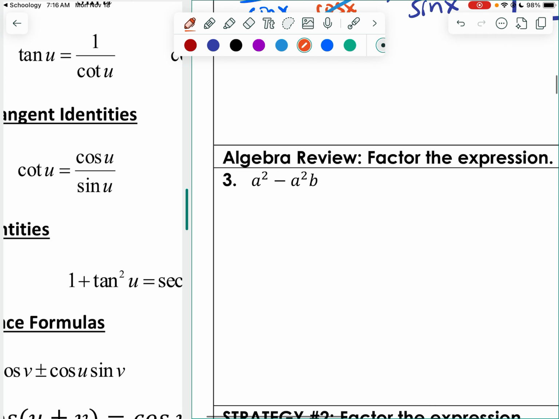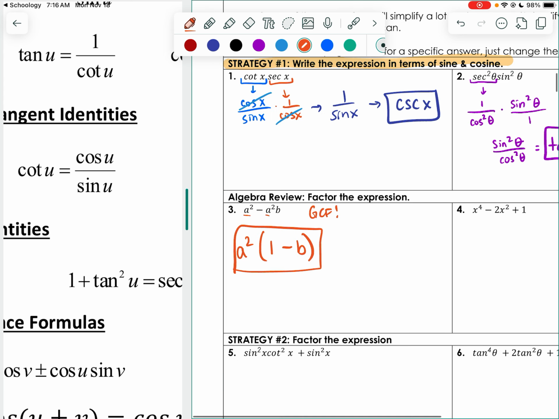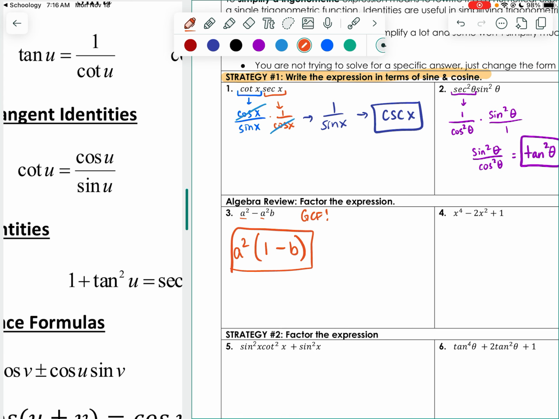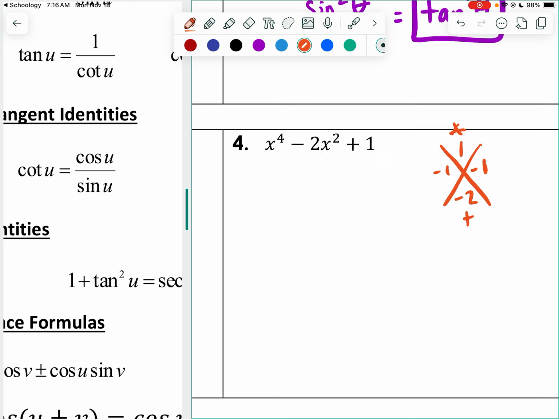This has nothing to do with trig. So a squared minus a squared b. You can take out a GCF. They both have an a squared. So this one would look like a squared times 1 minus b. Right, that's it. Factoring could also be finding what multiplies and adds. Algebra 2, I always set this up. So what multiplies to 1, what adds to negative 2? Well, that'd be negative 1 and negative 1.